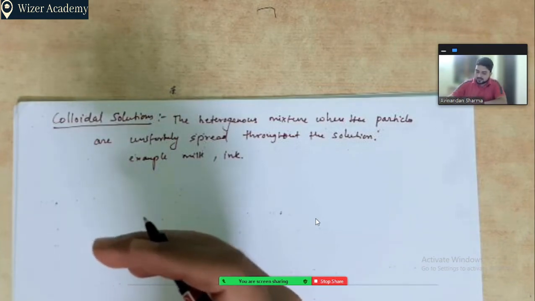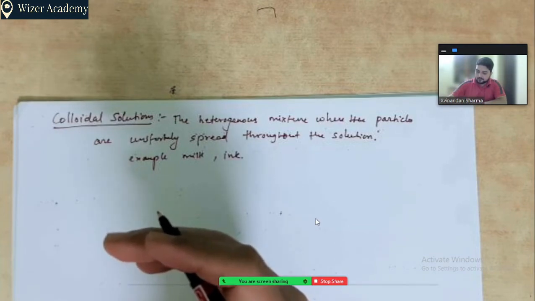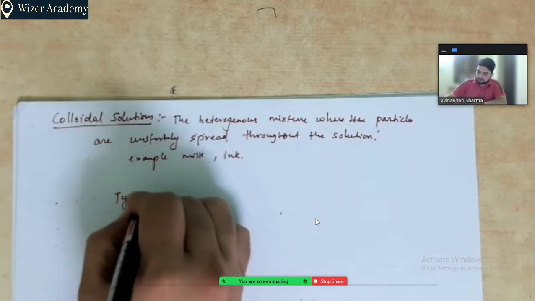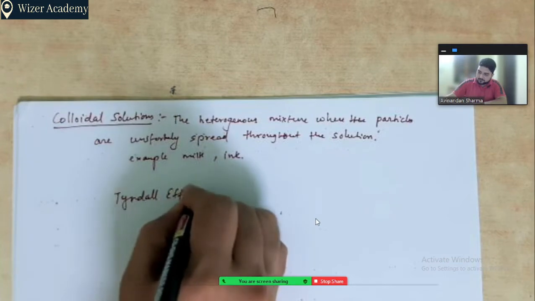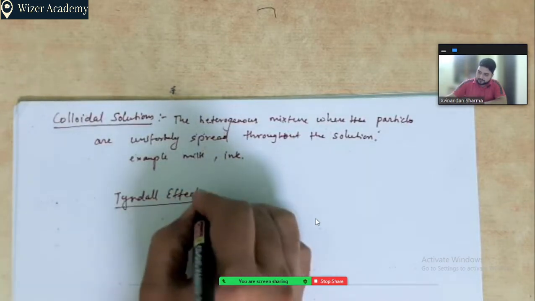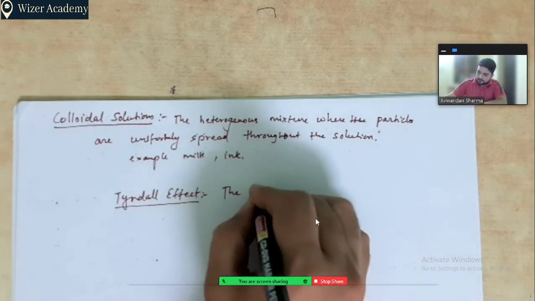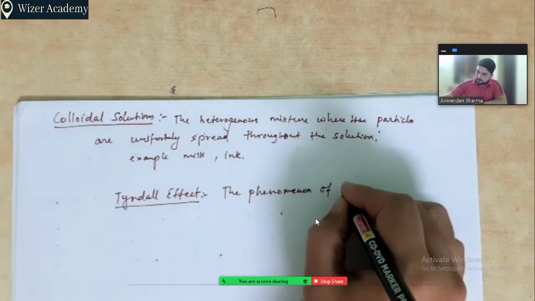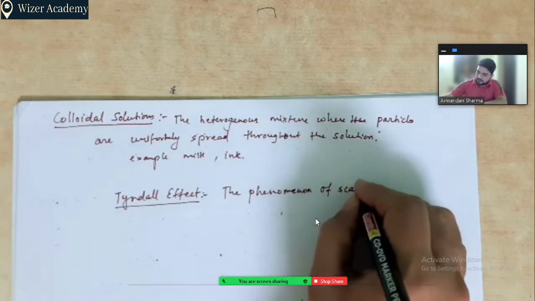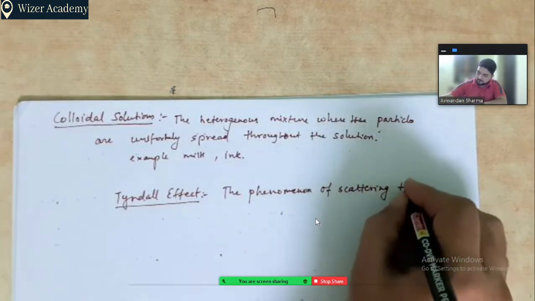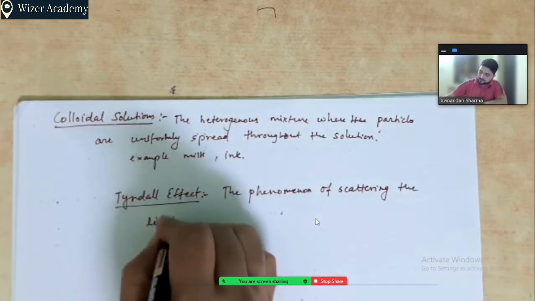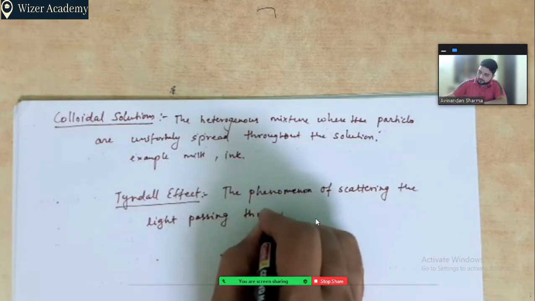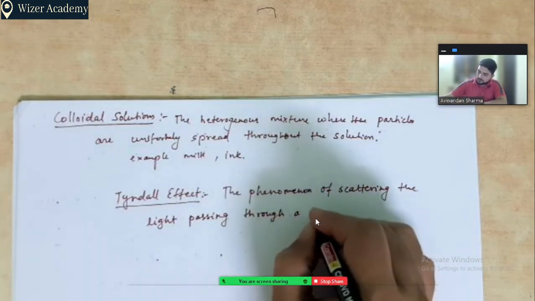These particles can easily scatter a beam of light, and that effect is known as the Tyndall effect. What is the Tyndall effect? The phenomenon of scattering of light passing through a colloid.